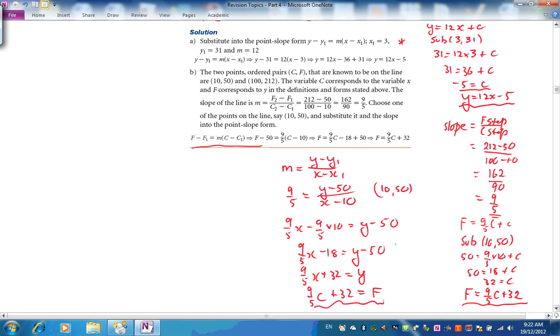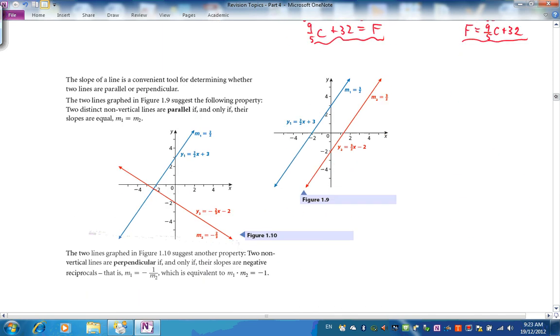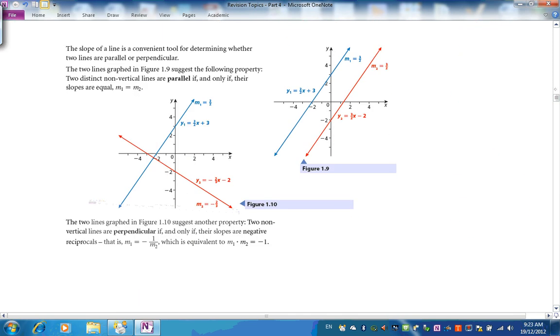Do it in x and y land, and then come back to C and F if you get confused with the idea of F's and C's. So that's something we need to build up to compared to Year 10. Let's have a look now at the slope of a line and whether lines are perpendicular or parallel.